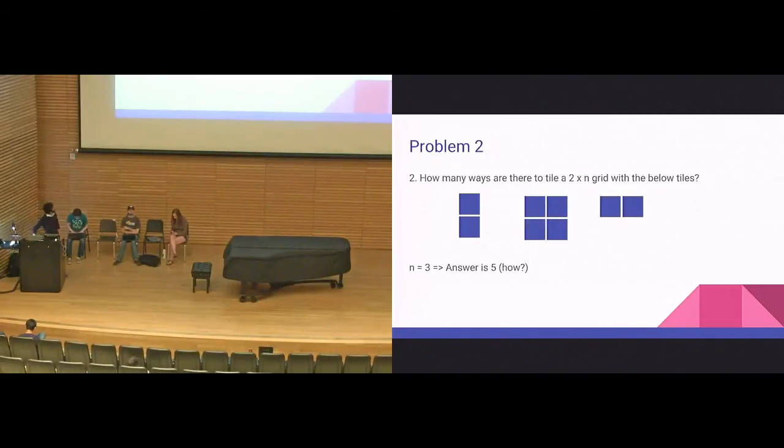OK. So next question. This was the midterm question, the final question last semester. So you want to find the number of ways to tile this grid, a 2 cross n grid. 2 cross n is height 2 and a width of n. So you have these 3 tiles with you. What are the different ways by which you could tile a 2 cross n grid? So for n equals 3, the answer is 5. How is the answer 5?